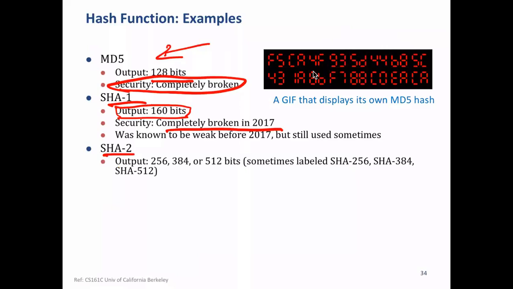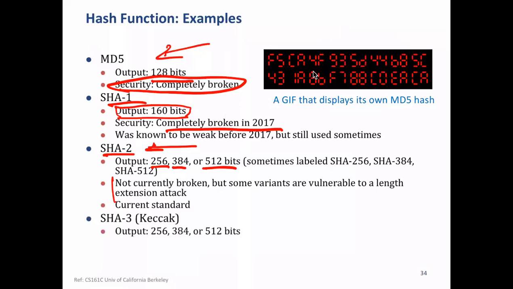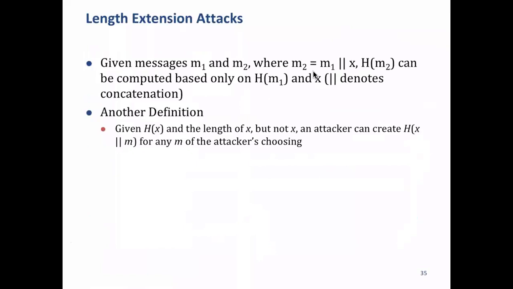SHA-2's output is 256 bits, 384 bits, or 512 bits, and it's currently not broken. So mostly SHA-2 is in use, right? And then next came SHA-3 and so on. So SHA-2 and SHA-3 are both in use. Okay, but there is some issue in hash functions: they allow for length extension attacks. Okay, we'll not go into the details of this.